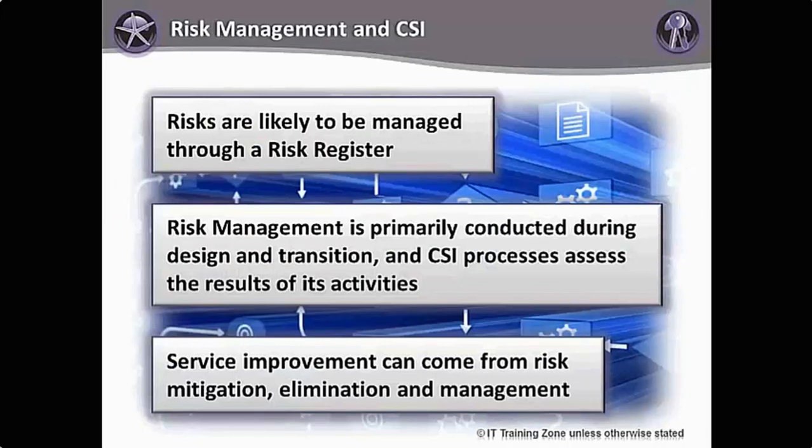Risks are likely to be managed through a risk register. While risk management is primarily conducted during the design and transition stages of the service lifecycle, continual service improvement processes will assess the results of risk management activities. This is to identify service improvements through risk mitigation, elimination, and management.